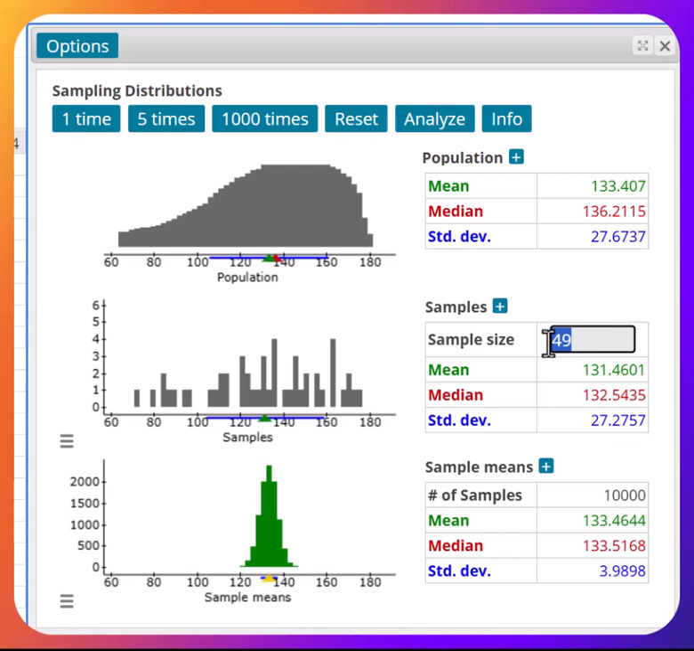This is what you're going to be learning in section 8.1, and I'm going to take you now to another video where I can show you some applications of the central limit theorem. That concludes the video.